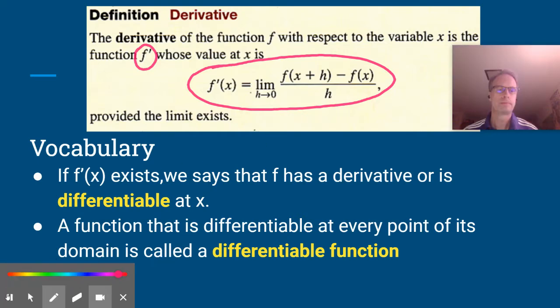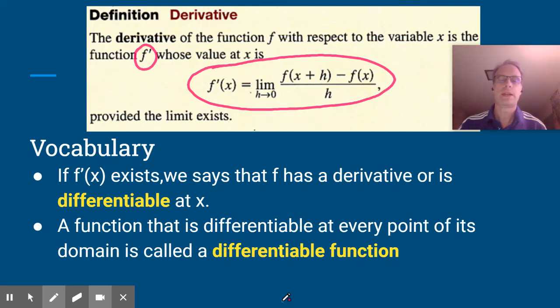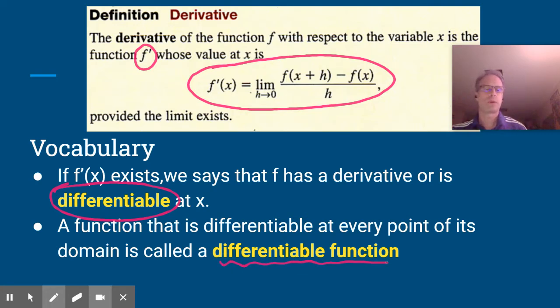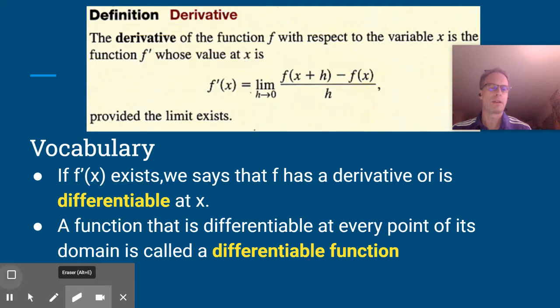Next, if we have f prime of x in existence, we say that it has a derivative, and we use the term a lot, differentiable at x. It means I can take the derivative there. And then any function that is differentiable at every point, we call a differentiable function. Most of the things we're going to deal with for our purposes in calculus are differentiable functions, so I wouldn't worry too much about that.